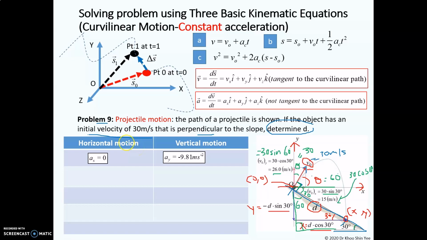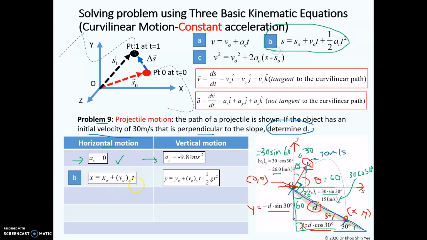From previous analysis, you should know that for the horizontal motion, your acceleration in x direction is 0. For the y direction, your acceleration is negative g. By using the equation b here, we can get this equation. Then you need to substitute the information inside. So the x here is equal to d cos 30. The initial displacement is here, which is equal to 0. The initial velocity in x direction is here, which is equal to 15. The time taken to reach this point is unknown, so we just leave it as t.